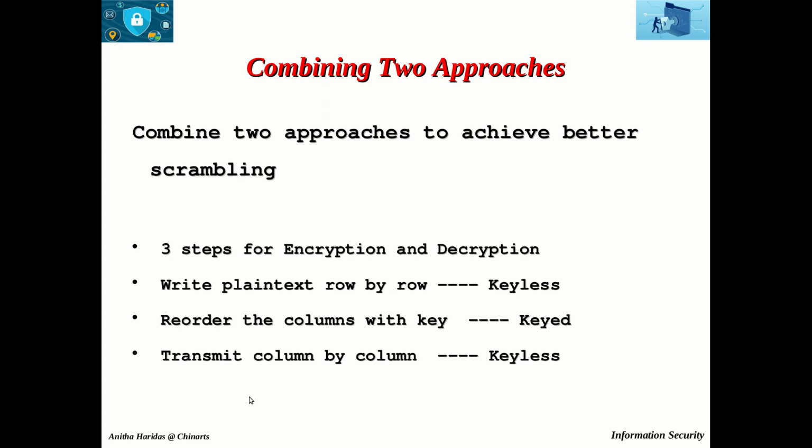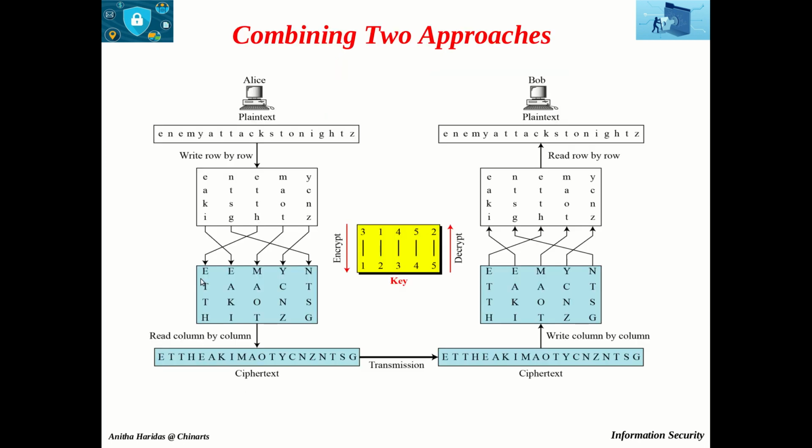Let us see an example here. Suppose Alice wants to send the message, enemy attacks tonight. This is the message she wants to send, and this message is now written row by row. Each row has 5 characters. So she writes it row by row, enemy attacks tonight, and the last character is obviously a bogus character being added. So this is the first step.